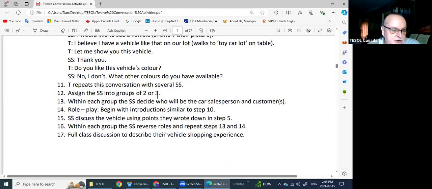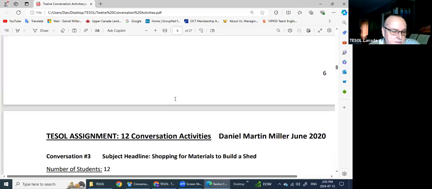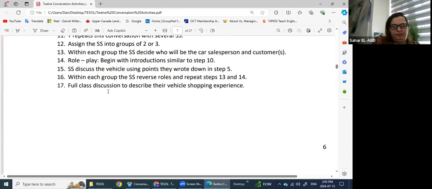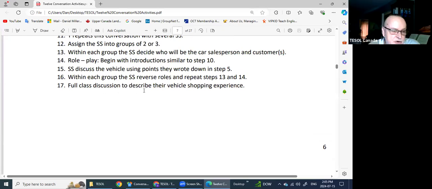So the repetition of these various steps is very important for the student to learn the words and to learn how to interact and verbalize what they're thinking about buying a new vehicle. And we end the class by having a full class discussion to describe their vehicle shopping experience.